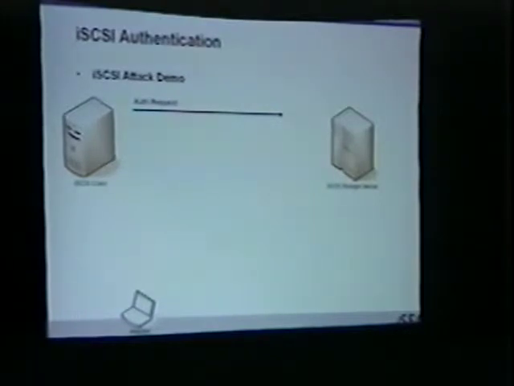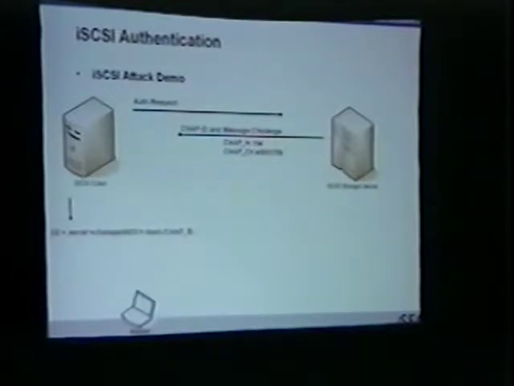So the target is going to say, okay, you want to authenticate? Here's the CHAP ID and the CHAP challenge, which in our example is 194 and E500370B. The client says, okay, here's my equation. The ID is 194. I know the secret, so I'm going to put that there, combine that with the challenge, take an MD5 hash, and send it to the target.